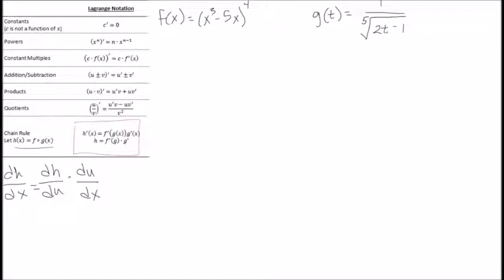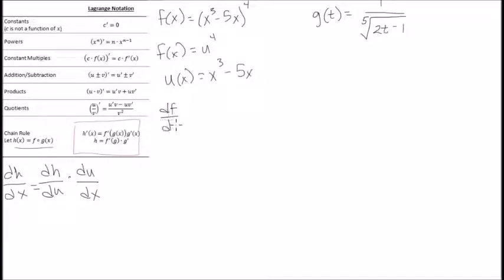All right, so here for the first function f of x, I see two functions. I see the function on the inside here, and I see a function on the outside there. So I'm going to say that f of x is equal to u to the fourth, where u of x is equal to x cubed minus 5x.